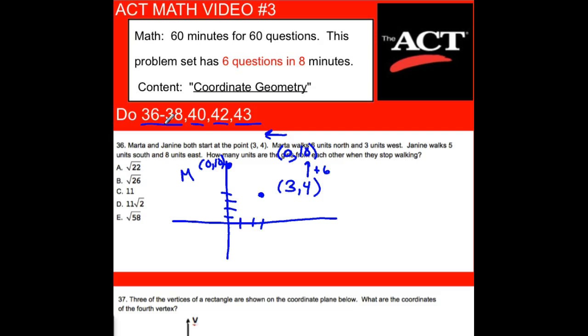I've got Janine going 5 units south. So she's going to be going down 5, putting her at -1. And she's going 8 miles to the east, which is to the right. So 8 to the right, we'll put her at 11, -1. So somewhere at around 11, -1, we'll put a dot that represents Janine's position. And the question was, how far apart are they? So I'm looking for the distance between 0, 10 and 11, -1.